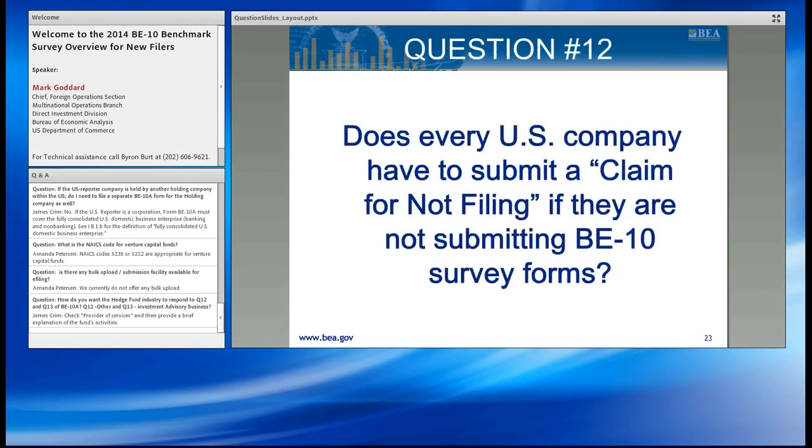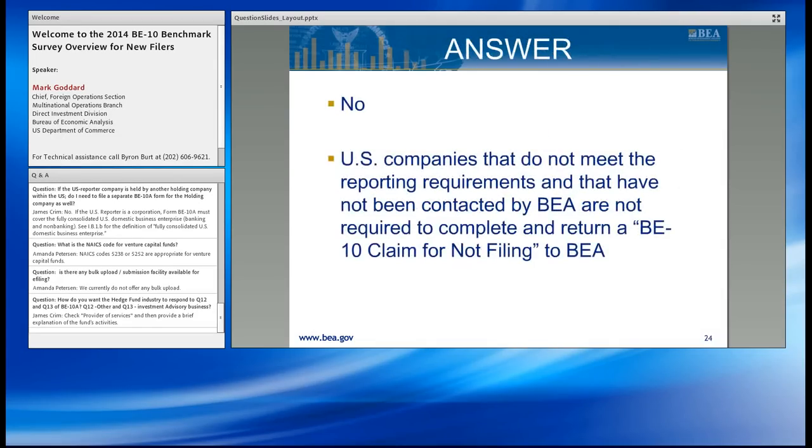Does every U.S. company have to submit a claim for not filing if they are not submitting BE10 survey forms? No. U.S. companies that do not meet the reporting requirements and that have not been contacted by BEA are not required to complete and return a BE10 claim for not filing to BEA. If you are a new filer that has been contacted by BEA, you must either complete the required BE10 survey forms or the claim for not filing.